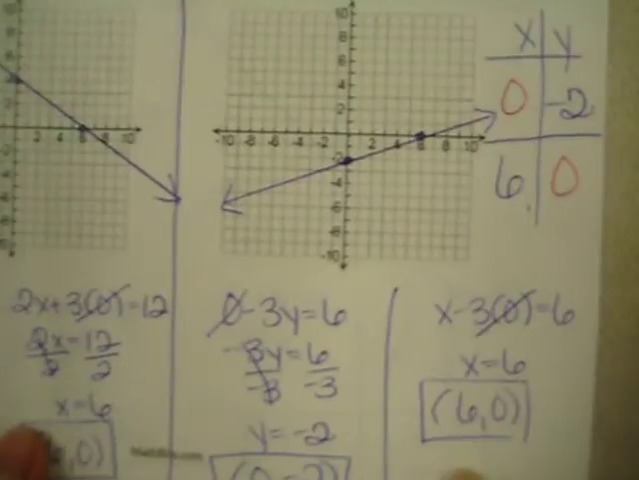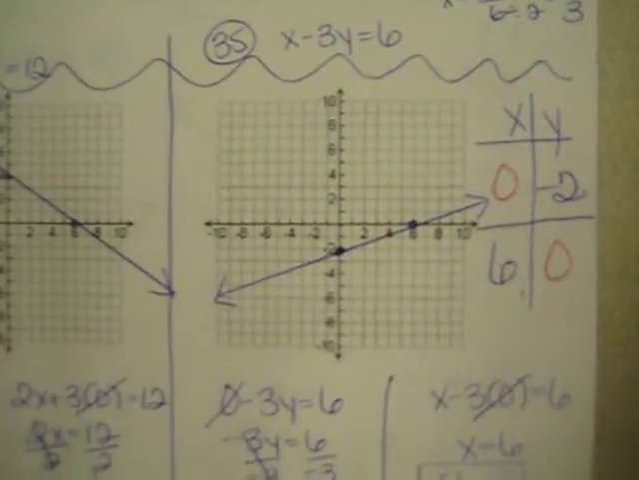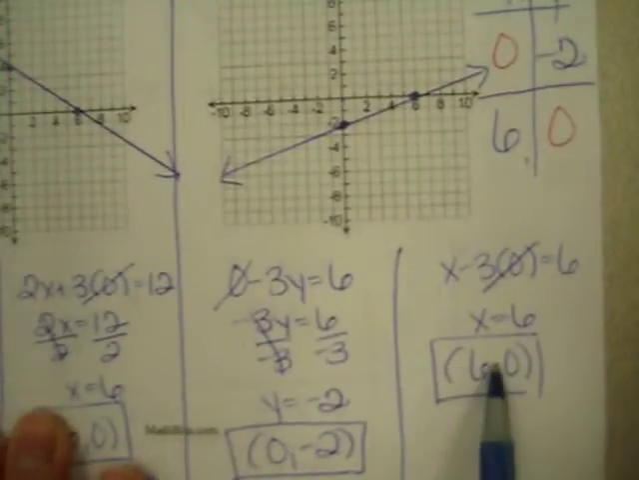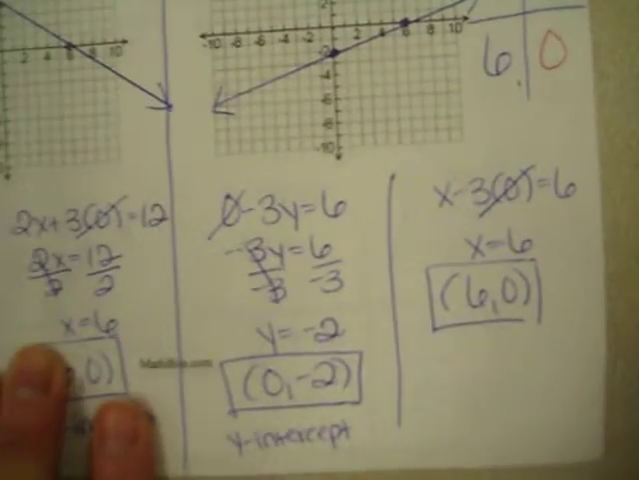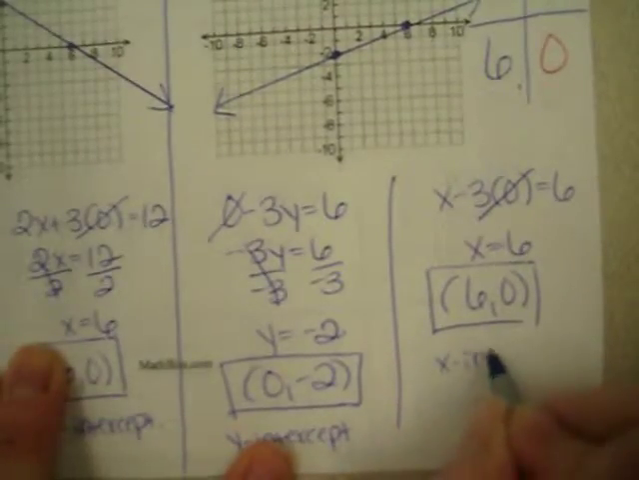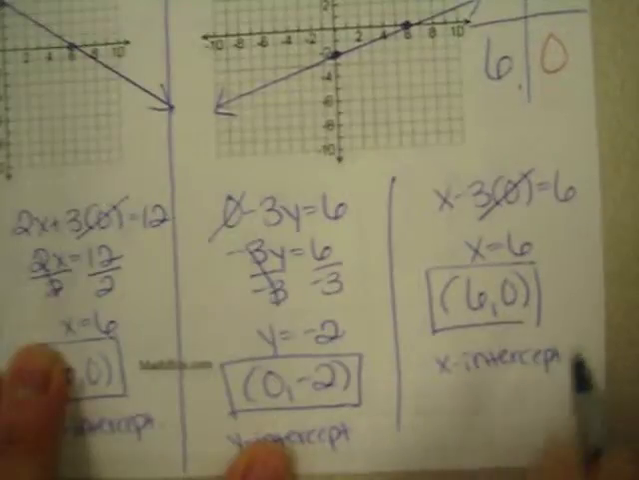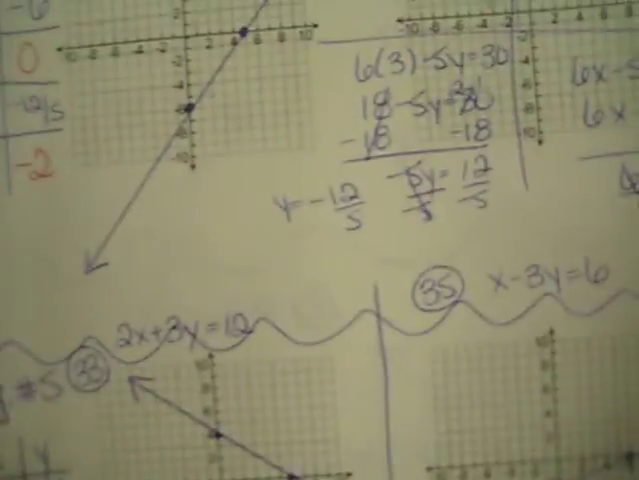So there I did the work for number 35. Again, either do it as XY tables, but you must show this work, or you do it as corner points, but you still have to show your work. Okay. So there's objective number 5.